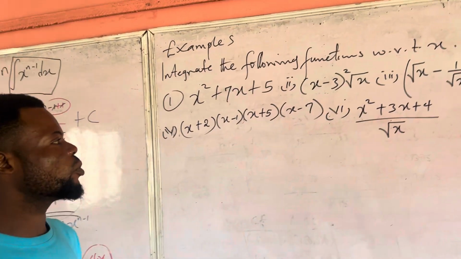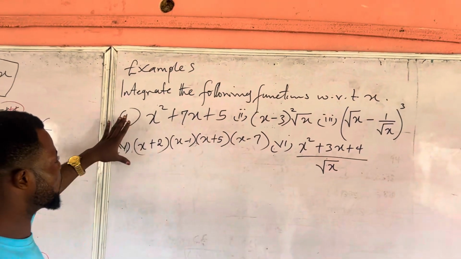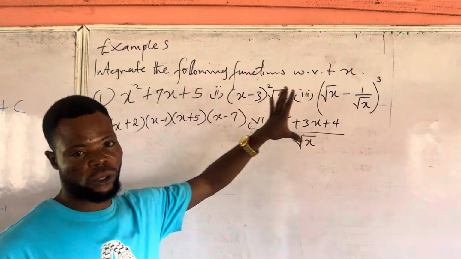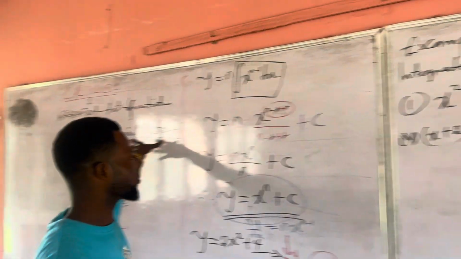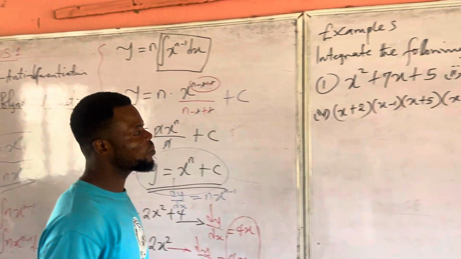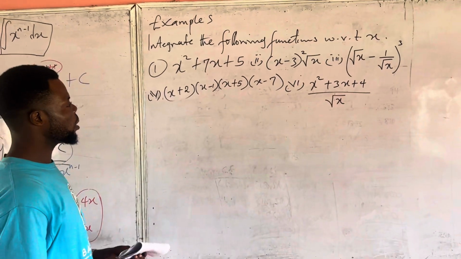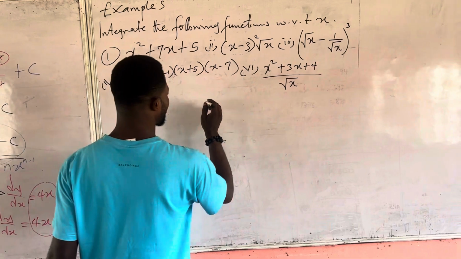These are polynomial functions. And how do we integrate polynomial functions? We integrate polynomial functions using the direct integration method. And to solve the above questions, I will just explain two. We're not going to solve everything. So let me solve number 1 first.